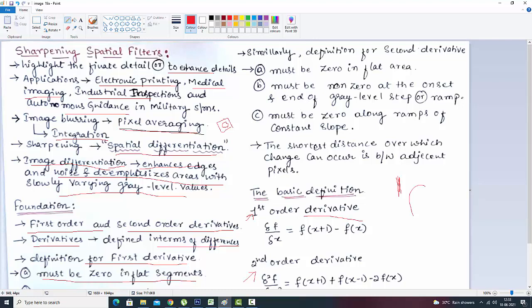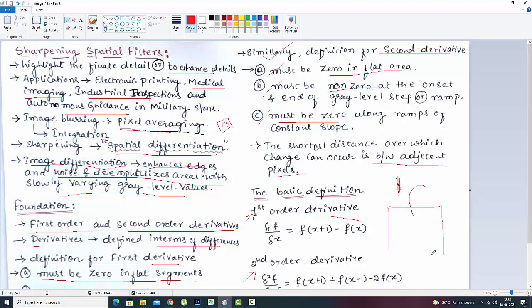And here similarly we define it for the second derivative: it must be 0 in the flat area, and must be non-zero at the onset of a ramp. So here it must be 0 along the ramps of constant slope. The main thing is that we are taking the differences between adjacent pixels, just as we have done in blurring also.